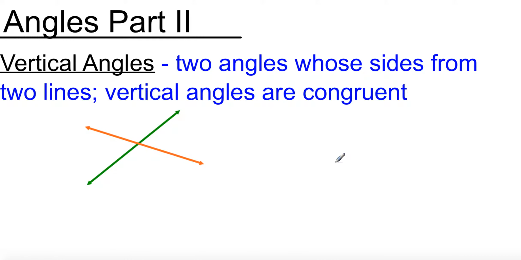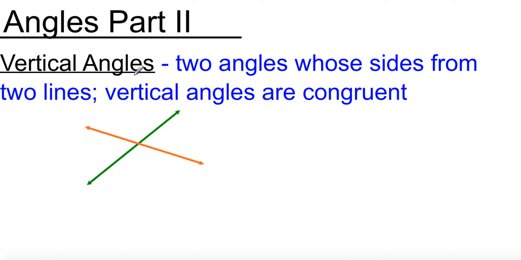And here we are with our second video about angles. In angles part one, we named angles, we classified angles, and we discussed complementary and supplementary angles. And in this video, we're going to look at a few more relationships that we might see when two lines intersect and different angles are formed. So the first one we're going to look at here, vertical angles.